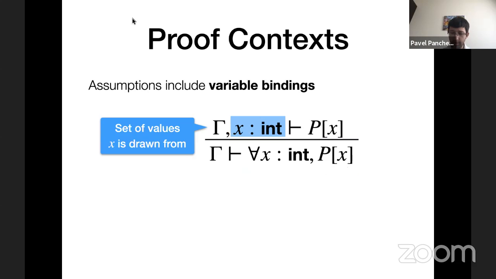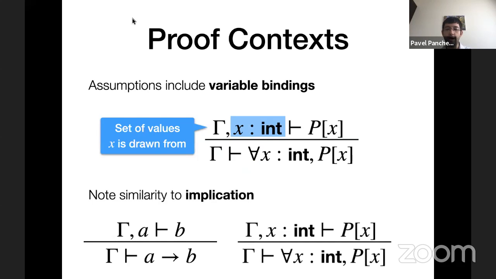And by the way, if you squint at this for all rule, you'll notice that it looks a lot like the rule for implication that we just covered. And it makes sense. They both involve some kind of hypothetical reasoning. Hypotheses that X is an integer, or hypotheses that some proposition is true. So you can see here that the rule looks very similar, except in one case we have an A, and in another case we have X colon int, and otherwise they play basically the same role.